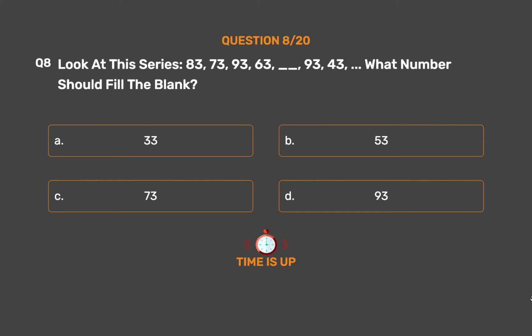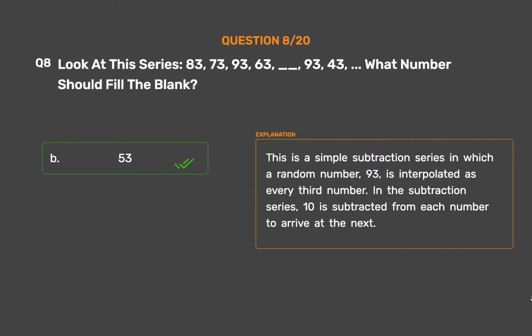The correct answer is option B, 53. This is a simple subtraction series in which a random number, 93, is interpolated as every third number. In the subtraction series, 10 is subtracted from each number to arrive at the next.